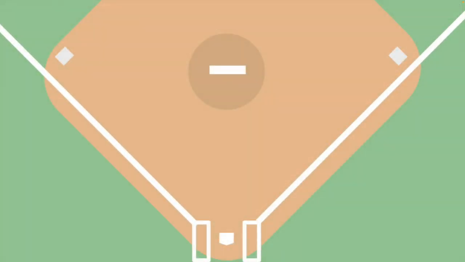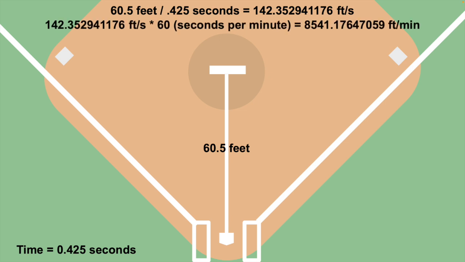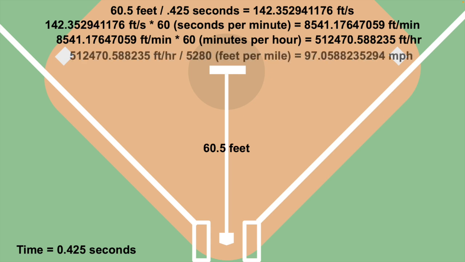The first thing we can analyze is the initial pitch. Let's calculate the speed. The ball moves 60.5 feet in about 0.425 seconds, meaning it was going about 142 feet per second, which we can multiply by 60, the amount of seconds per minute, to get about 8,541 feet per minute, which we can multiply by 60 again, the amount of minutes per hour, to get about 512,470 feet per hour. And then to get miles per hour, we can divide that by 5,280, the amount of feet per mile, to get about 97 miles per hour.